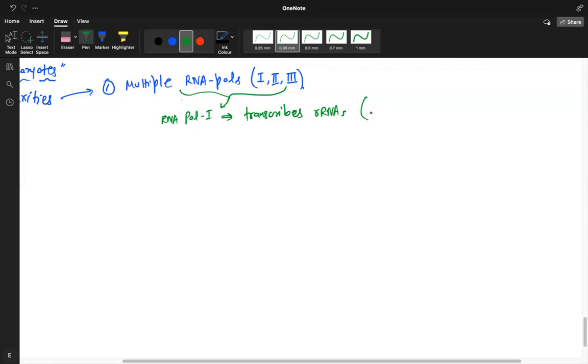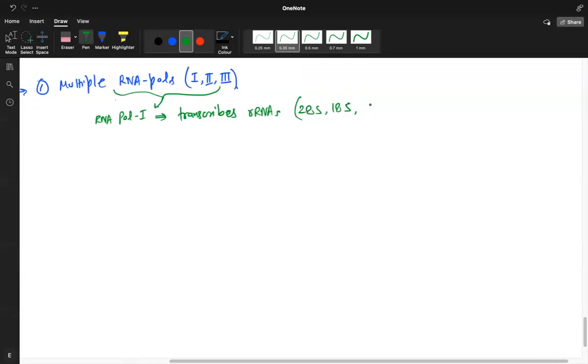So rRNAs also are of different types. The most common ones are 28S, 18S, and 5.8S, though it's often rounded to 6S. So these are the three. S means the sedimentation coefficient, right? That you have studied already. So this is what RNA pol 1 does.